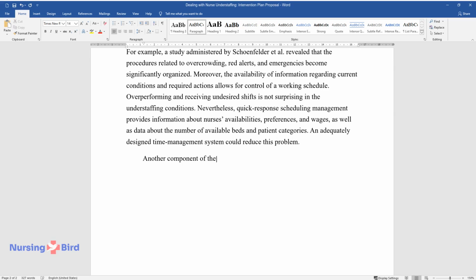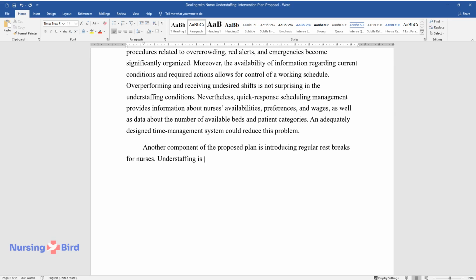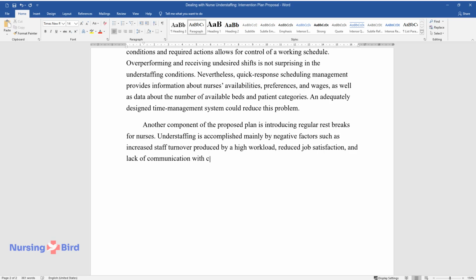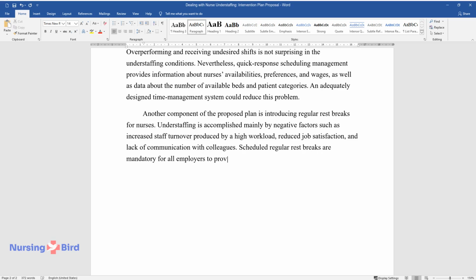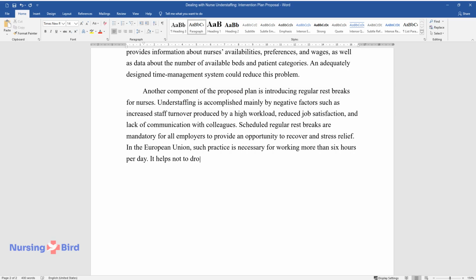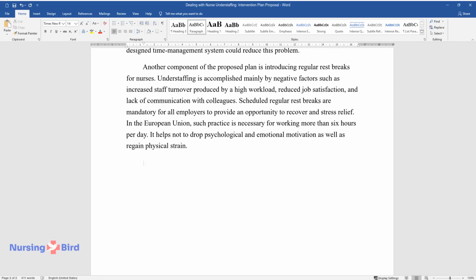Another component of the proposed plan is introducing regular rest breaks for nurses. Understaffing is accompanied mainly by negative factors such as increased staff turnover produced by a high workload, reduced job satisfaction, and lack of communication with colleagues. Scheduled regular rest breaks are mandatory for all employers to provide an opportunity to recover and relieve stress. In the European Union, such practice is necessary for working more than 6 hours per day. It helps not to drop psychological and emotional motivation as well as regain from physical strain.